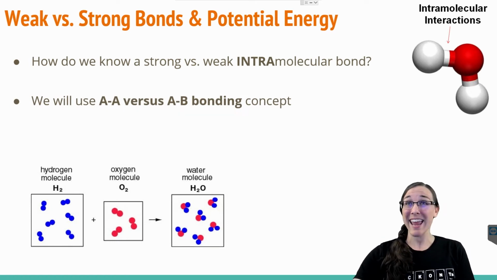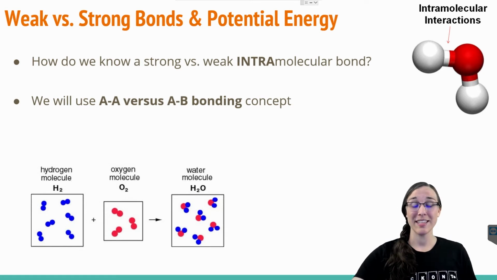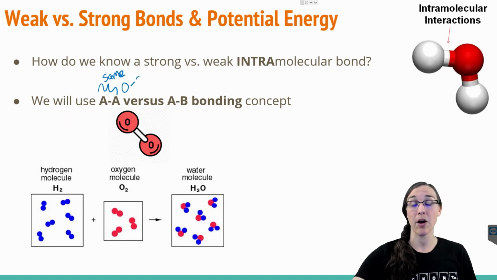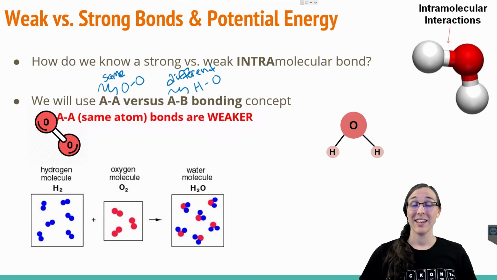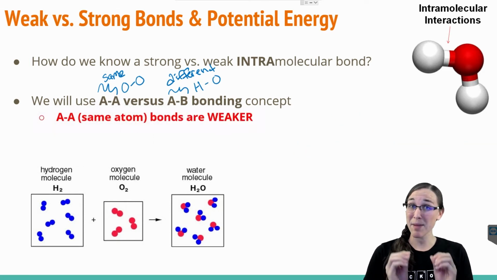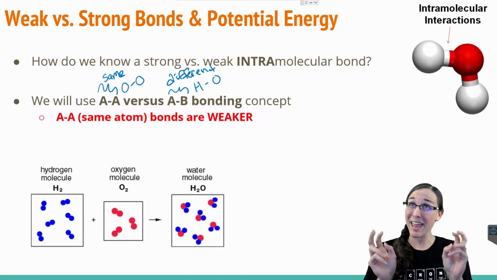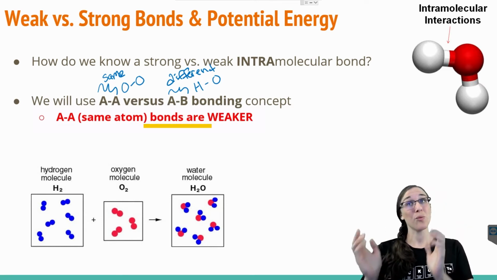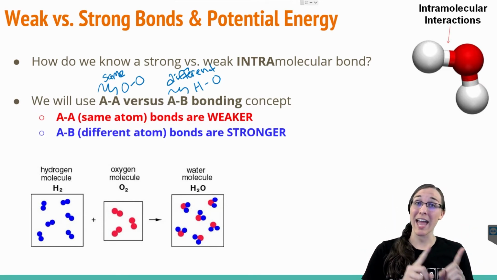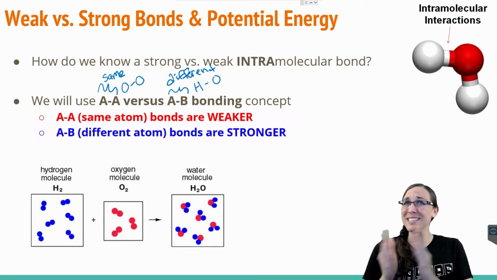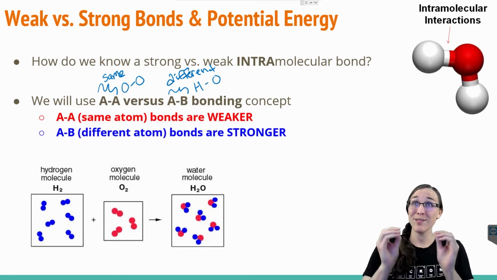Now, AA and AB are just placeholders. This basically means that I have two of the same things bonded together, like for example, O bonded to O to form an oxygen molecule, or AB, two different things bonded together. For example, if I had an H bonded to an O. Now, anytime you have two same atoms bonded together, AA bonding, those bonds are weaker. And anytime you have AB bonding, i.e. two different atoms bonded together, you have stronger bonds.